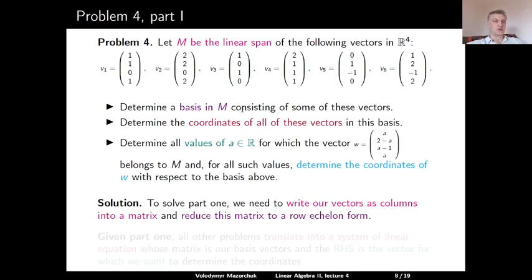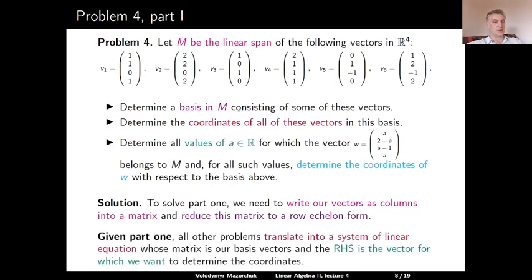Solution. To solve part 1, we need to write our vectors as columns in a matrix and reduce this matrix to a row echelon form. So the basis would correspond to the leading elements in the non-zero rows of the row echelon form.